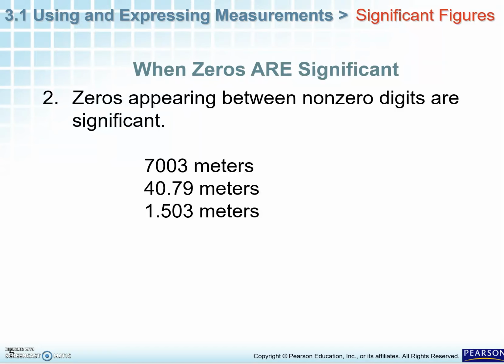Zeros are also significant when they appear between 2 non-zero digits. 7 is a non-zero digit, 3 is a non-zero digit. That means these 2 zeros in between are significant. Same with this one: the 4 is a non-zero digit, the 7 is a non-zero digit, therefore that 0 must be significant. Last but not least, it also takes place after the decimal point. If you have a 5, which is a non-zero digit, and a 3, which is a non-zero digit, that automatically makes this 0 significant.